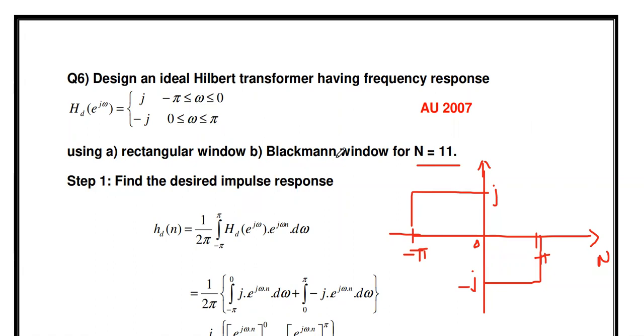Previously we solved the 5 problems. In that problem, we used the Hamming window and Hanning window. Now we are going to use the rectangular window and Blackman window. So the first one.